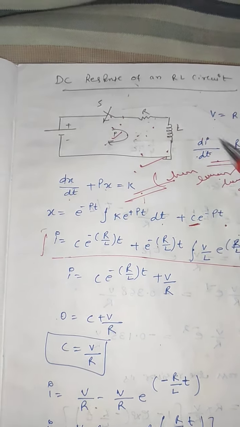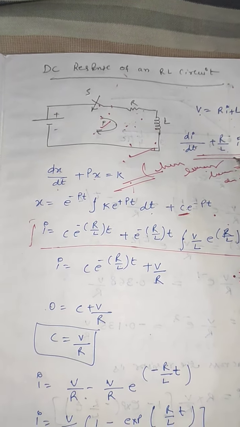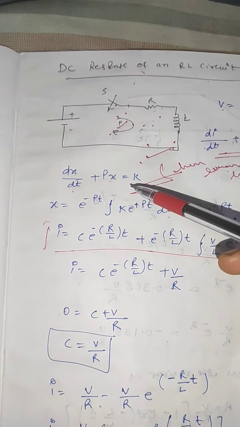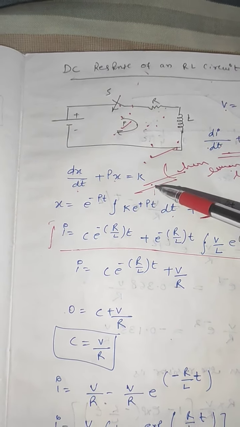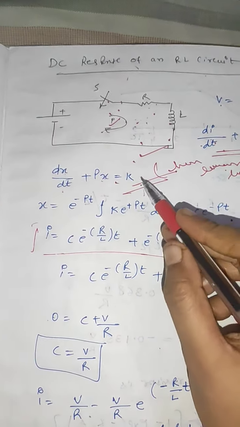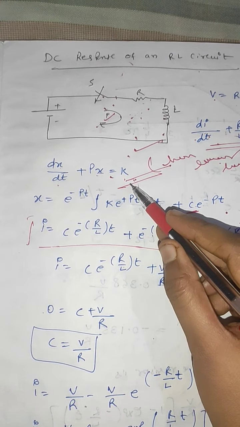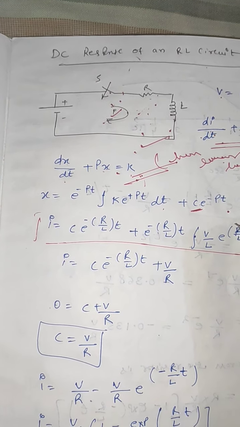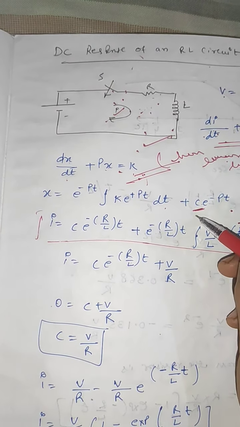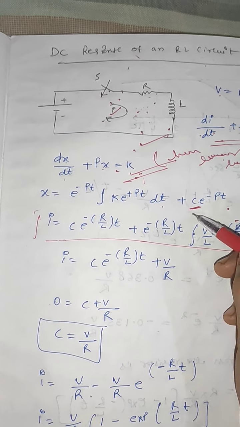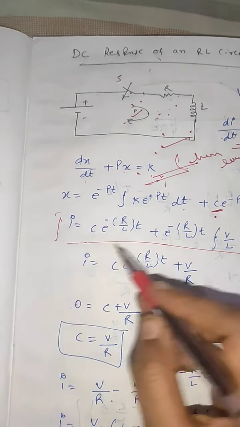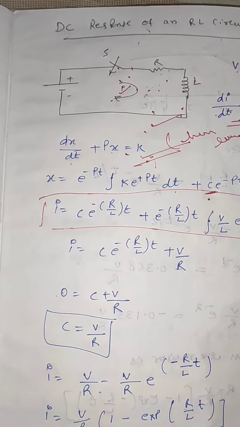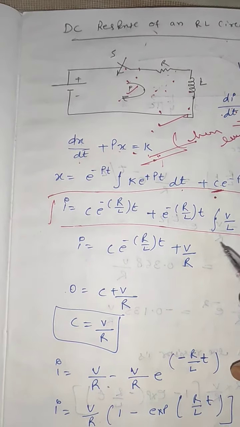So this equation is a linear differential equation of the first order. Comparing to the non-homogeneous differential equation, we solve this equation, and C is the arbitrary constant. So we can write the current equation as this, and then determine the value of C.